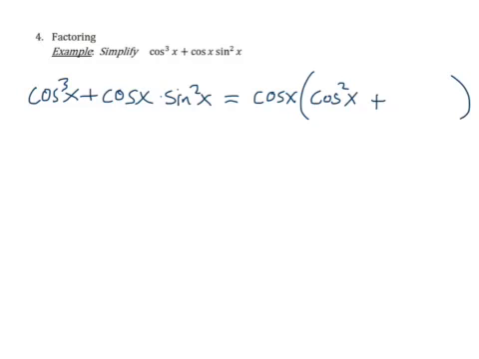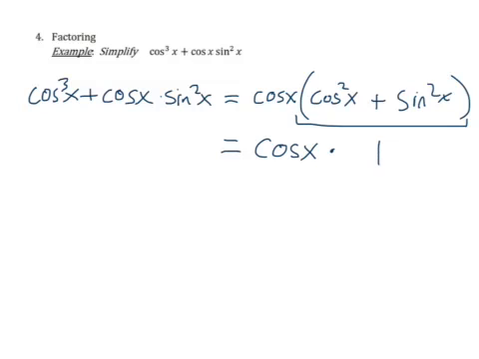And we take out this cosine here, and that leaves us with the sine squared. And we know from our Pythagorean identity that this is just equal to 1. And so cosine of x times 1 is cosine of x. And so this all simplifies to cosine of x. So we've just shown that cosine cubed plus cosine of x times sine squared of x all simplifies to cosine of x.